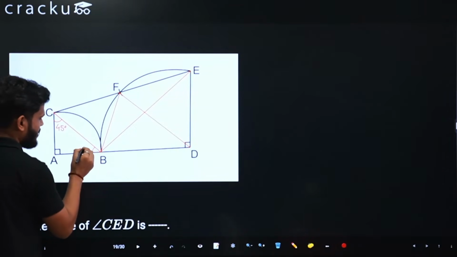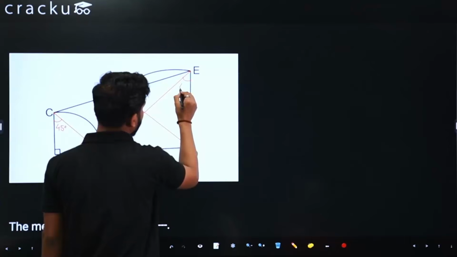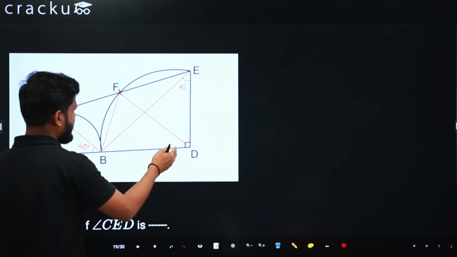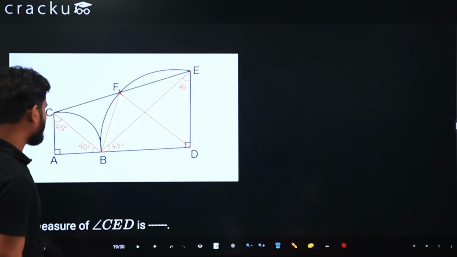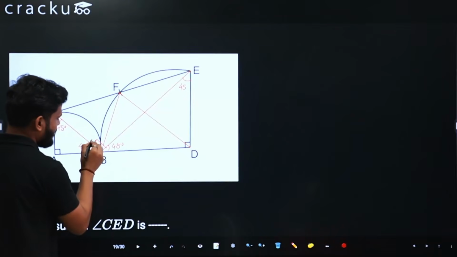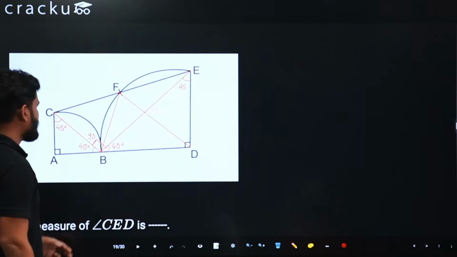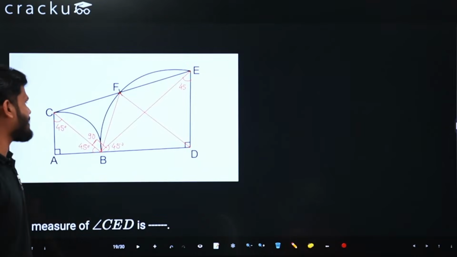Similarly, this will also be 45 degree. Also, let us say this is 45 degree. Why? BDE is also an isosceles right angled triangle. This is 45 degree. Now, if this is 45 and this is 45, the remaining angle will be 90 degree. So triangle CBE is a right angled triangle.